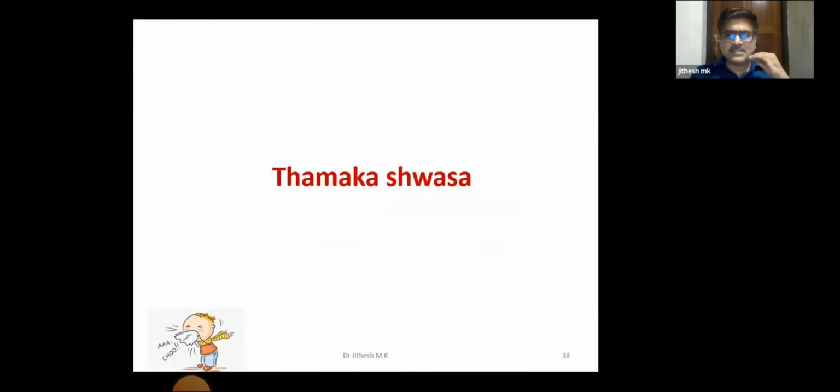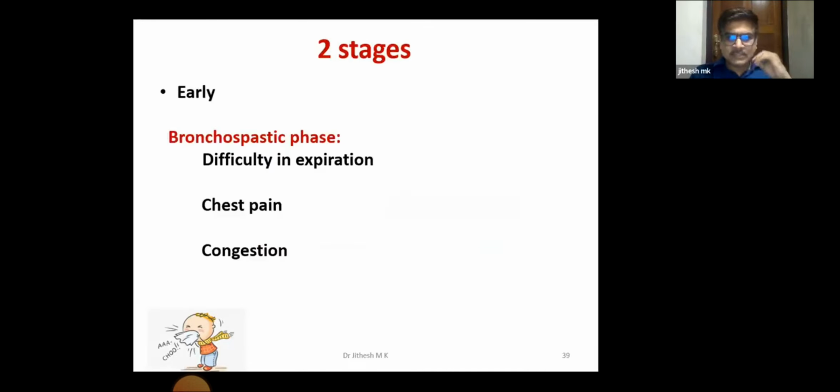Now we will see Tamaka Swasa. Usually the patient with Tamaka Swasa exhibits two types of symptoms. There are two phases. One is the early bronchospastic phase, and the second one is the inflammatory phase. How to diagnose these two? The treatment here also differs in both conditions. Bronchospastic as well as inflammatory, the line of treatment is different.